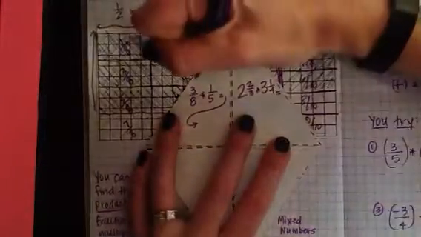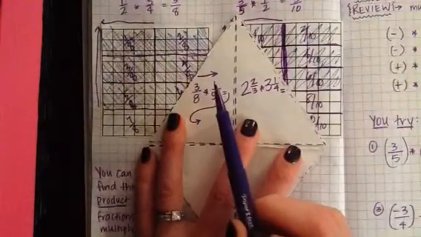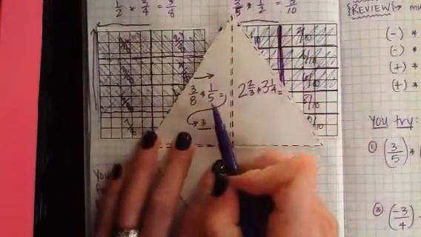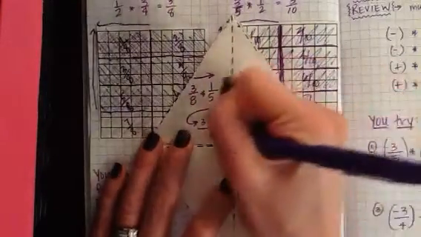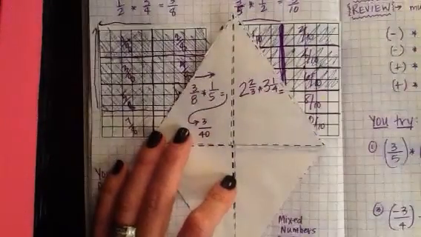So I'm going to draw an arrow indicating that I'm moving in a horizontal direction. I'm saying 3 times 1 is 3, and then 8 times 5 is 40. Okay? So the answer to this is simply 3/40.